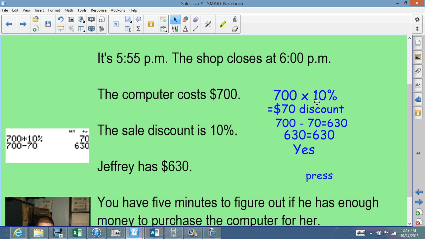So 700 times the 10% gave us a discount of $70. $700 minus the $70 gave us $630. So the $630 Jeffrey has is equal to the price that he has to pay for the computer. So the answer is definitely yes. Good going, Jeff. Hopefully she'll like the computer.